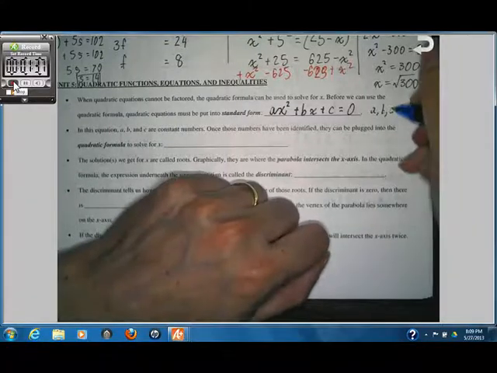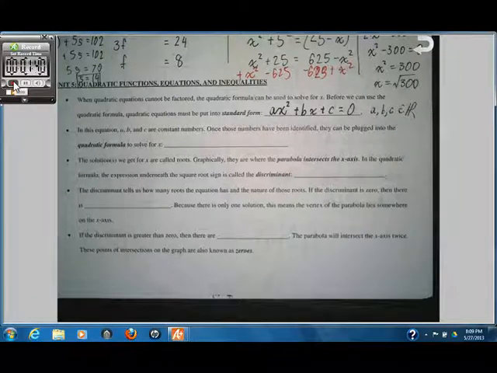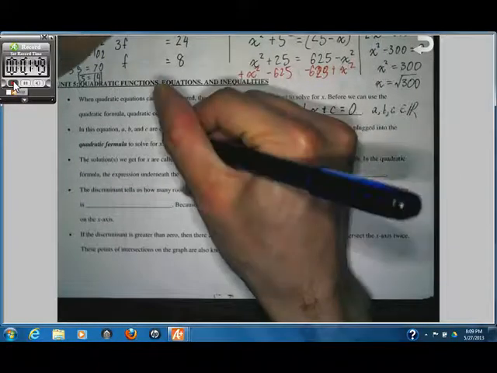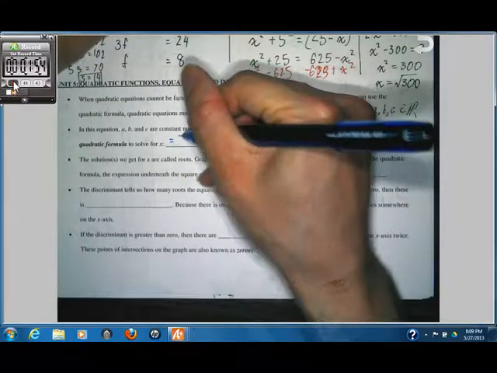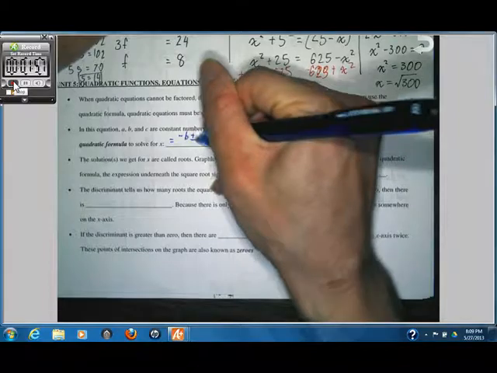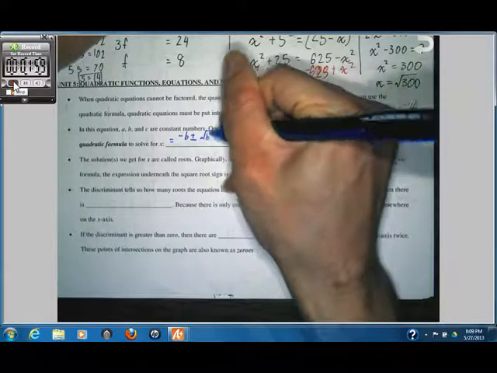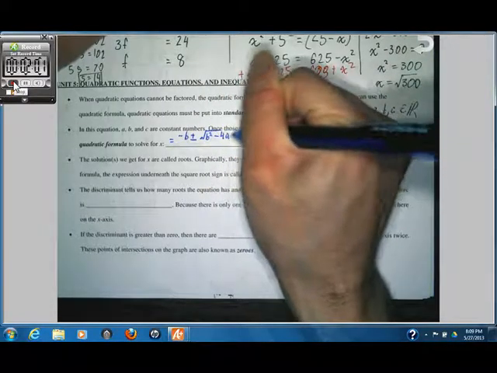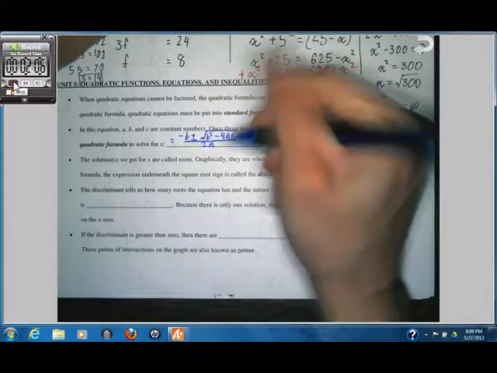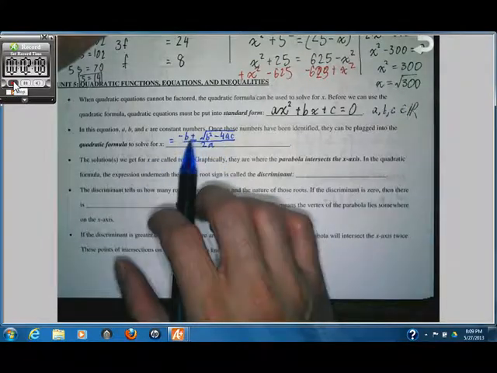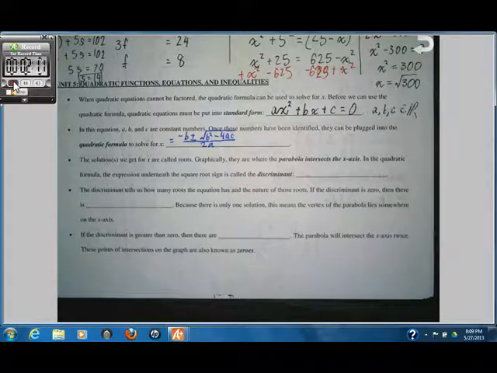So, in this equation, a, b, and c are constant numbers, specifically real. Those numbers have been identified so they can be plugged into the quadratic formula to solve for x. The next part of the review is asking, do you remember what the quadratic formula is? That, of course, is x equals negative b plus or minus the square root of b squared minus 4ac, and the whole thing is divided by 2a. Of course, there are two solutions, one where you add the square root of the discriminant and the other where you subtract it.